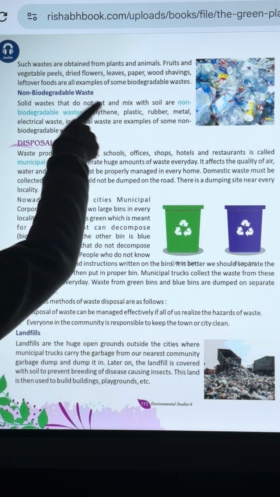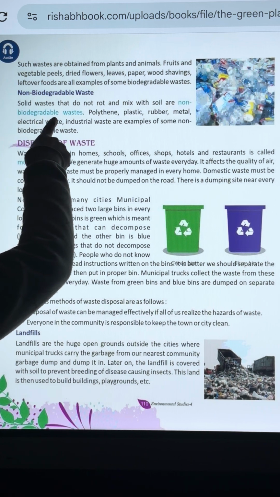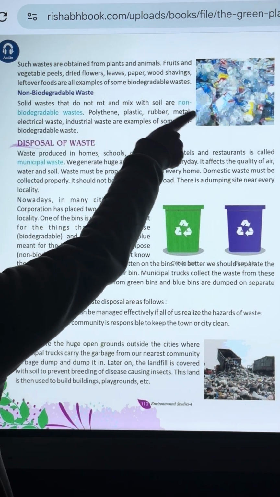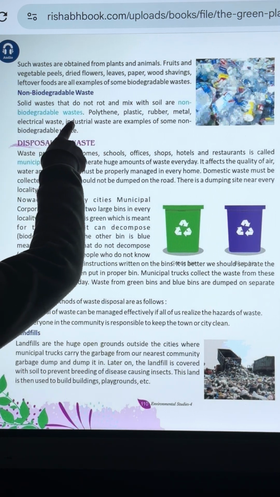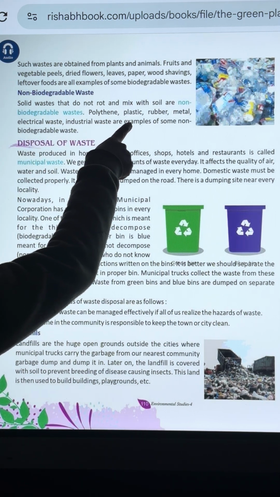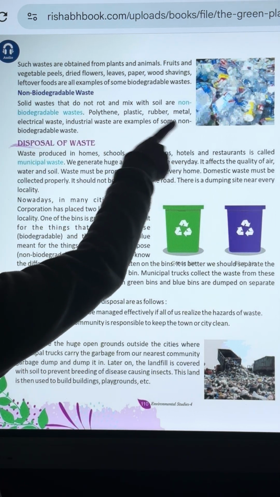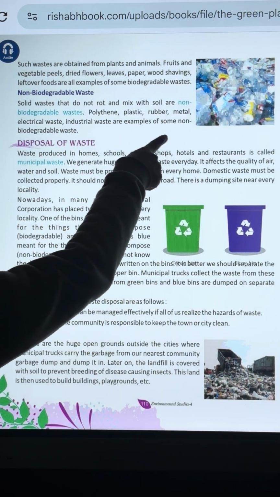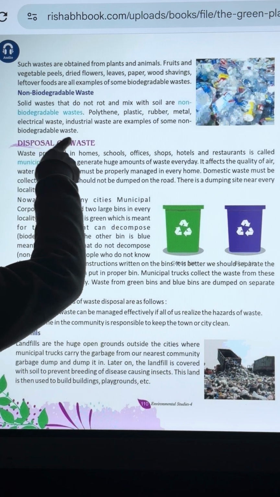Non-biodegradable waste. Solid wastes that do not rot and mix with soil are non-biodegradable wastes. Polythene, plastic, rubber, metal, electrical waste, industrial waste are examples of some non-biodegradable waste.